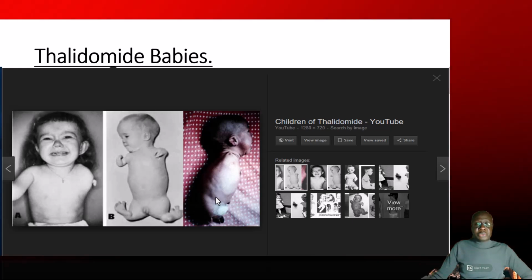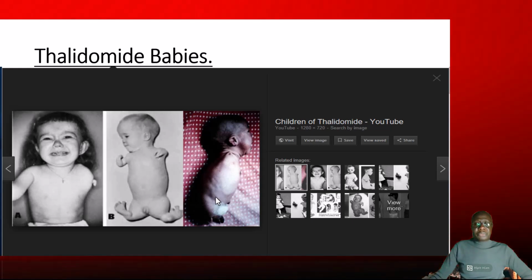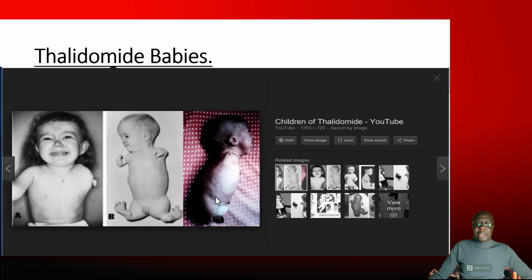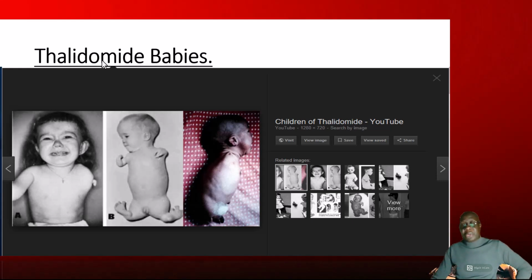And scientists were wondering what could have been the cause. So they started their investigations. They went through the medical records of women who were pregnant, and they found that they were all taking this thalidomide medication, which was for their morning sickness.